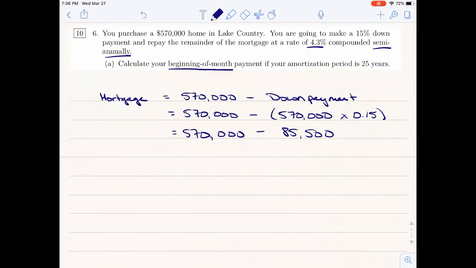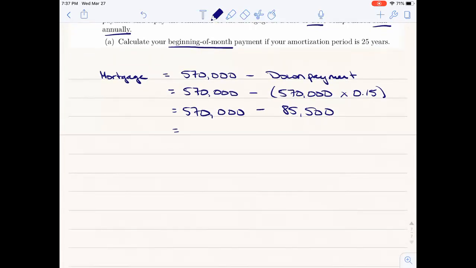And then 570,000 minus 85,500. So our loan amount is 484,500. That's our present value of our loan.